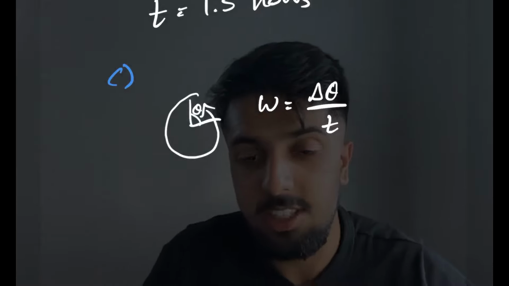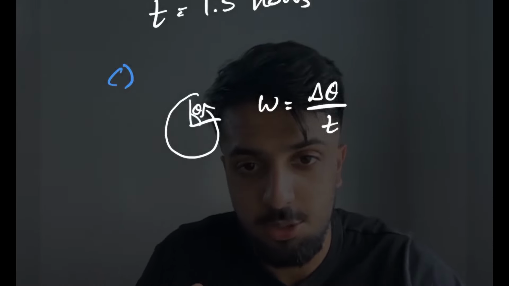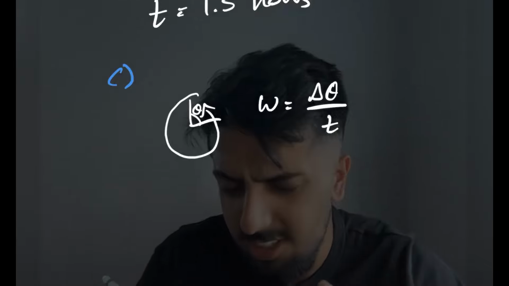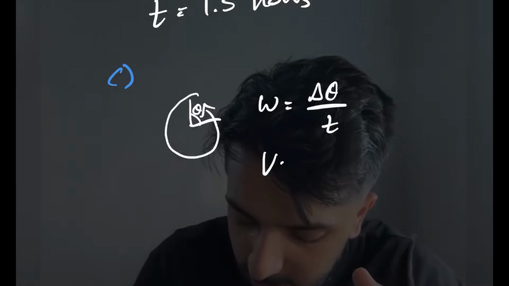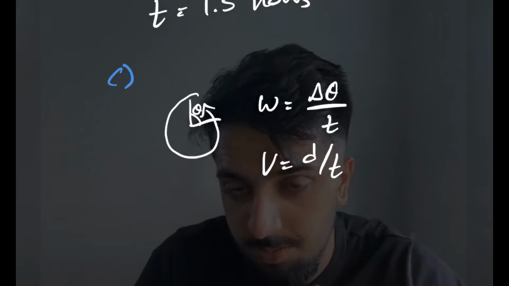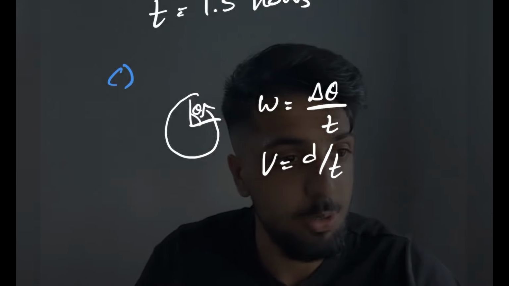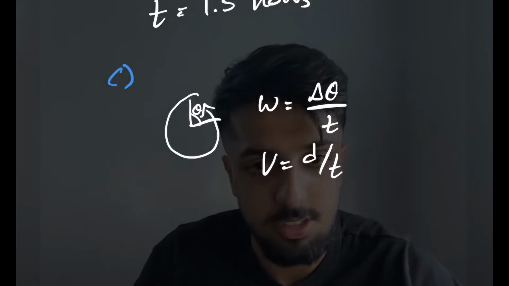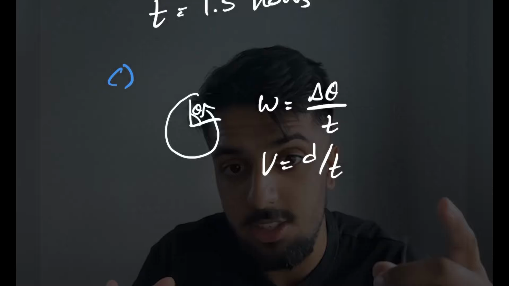And if you're familiar with the conversion from circular motion to linear motion, you can see that this looks oddly familiar to velocity is distance over time. And that's why angular frequency in circular motion is also described as angular velocity. So they're the same thing in circular motion.